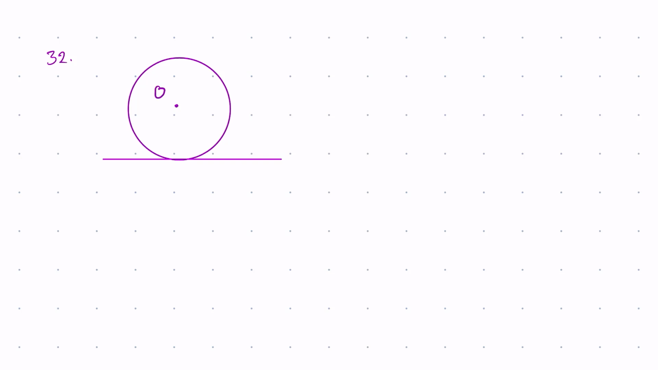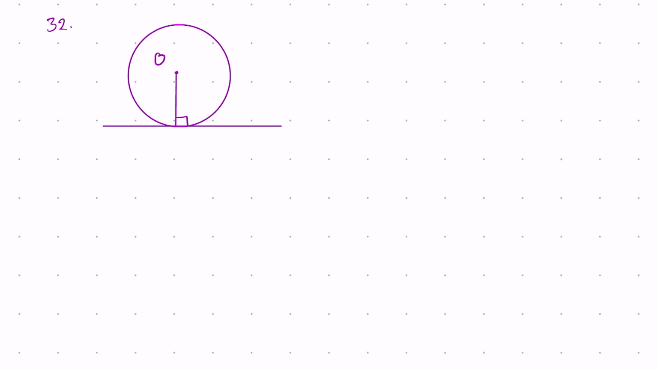So the claim is, this is my radius. The claim is that this is perpendicular. Okay, so to prove, let's name this point as A. Let's take some point B on the tangent. This is some arbitrary point. Okay, so B could be here, here, or here even, or maybe here. Okay, it doesn't really matter. So B is some arbitrary point on the tangent.